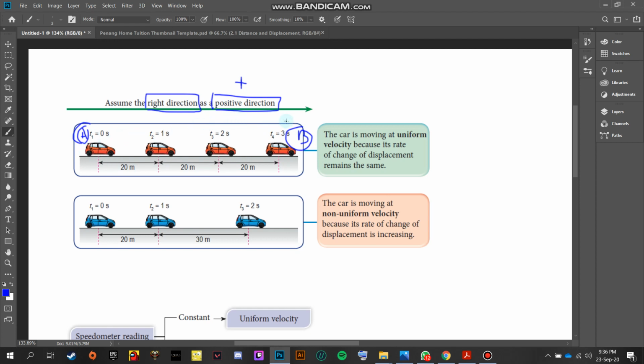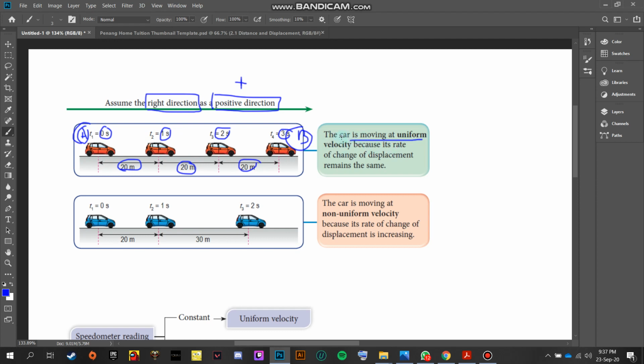direction. Now, because the car is moving in a very uniform distance, as you can see here, at 0 second, it covers 0. Then after 1 second, it covers 20 meter. After 2 seconds, it covers another 20 meter. After 3 seconds, it covers another 20 meter. We can assume that the car is moving in a uniform velocity because it's moving with the exact same time that covers the same distance.